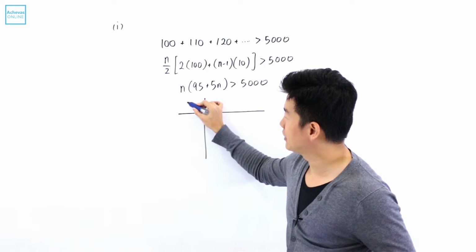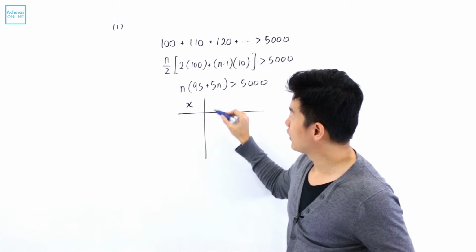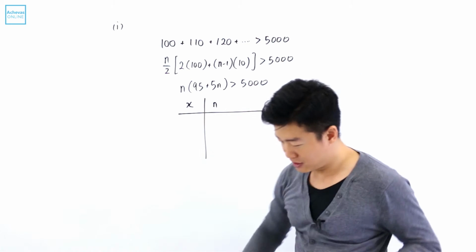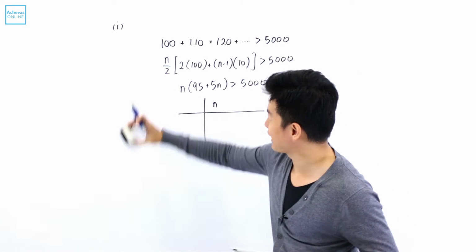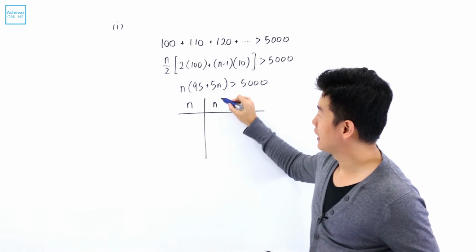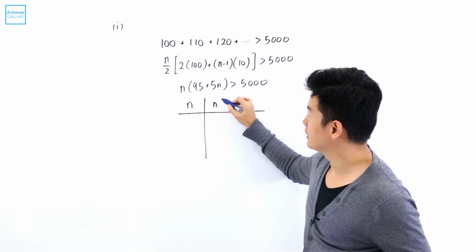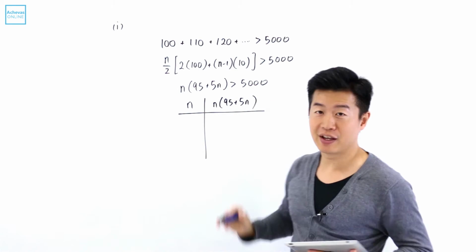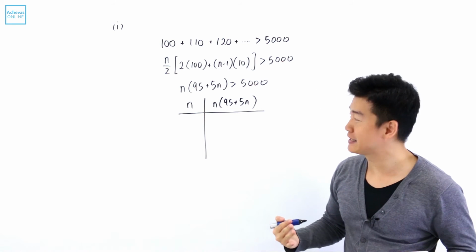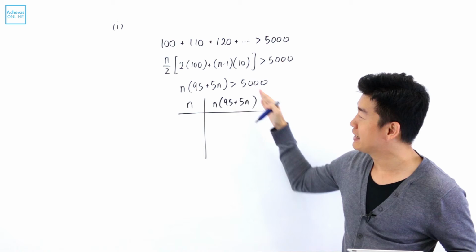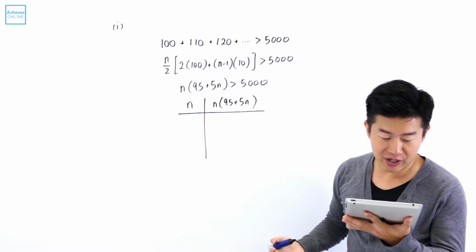On the table, x is n, and y1 represents this entire expression, n(95 + 5n). If I scroll down the table, what I'm trying to look for is when y1, or this expression, is going to exceed 5,000.